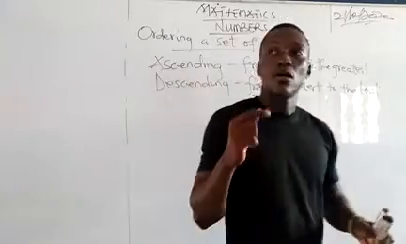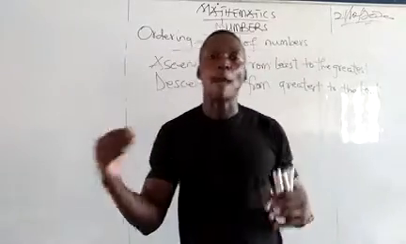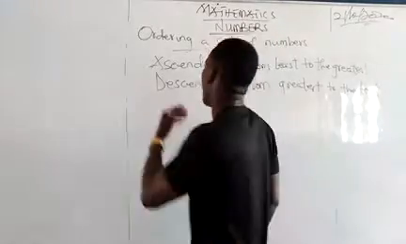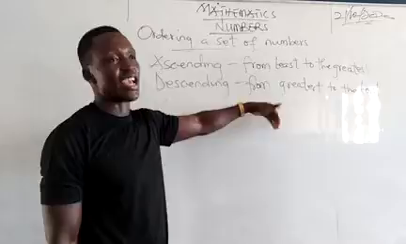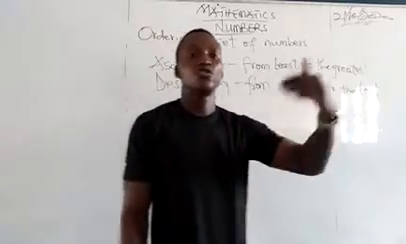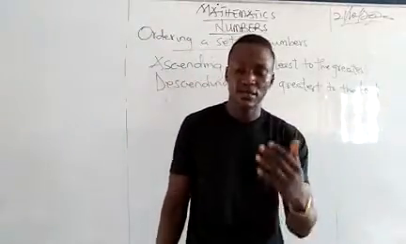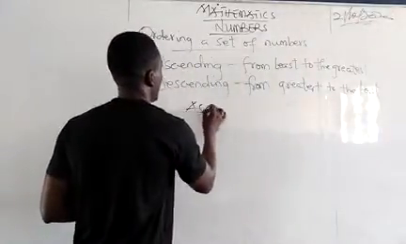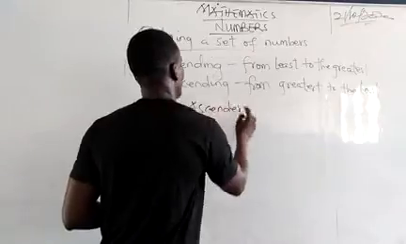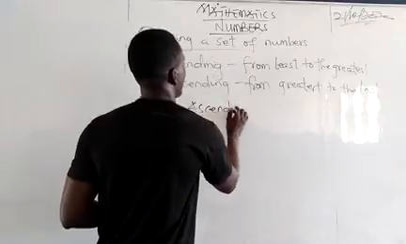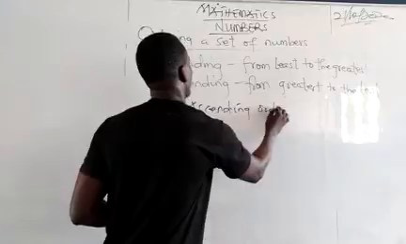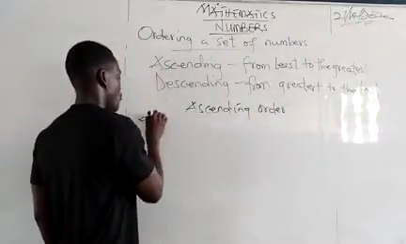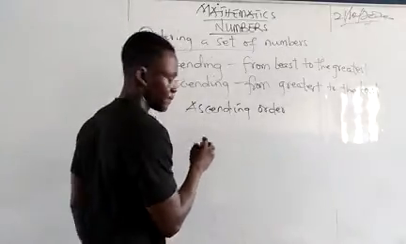We have done how to compare numbers. So from that how to compare numbers, we can order figures from greater to the least or from the least to the greater. So now let's take the ascending one first. Ascending order.